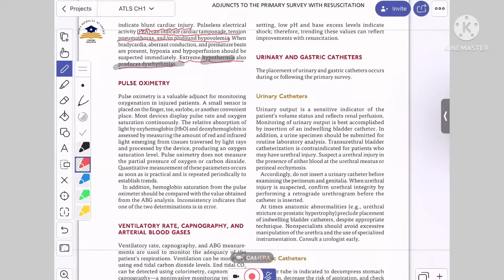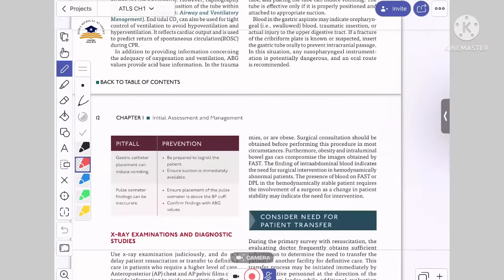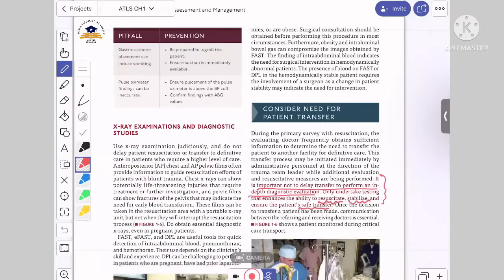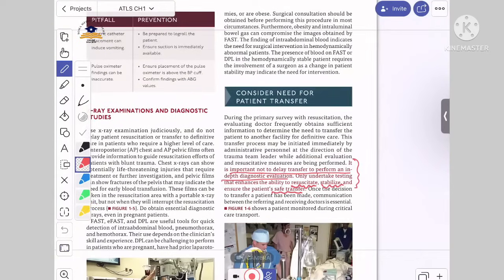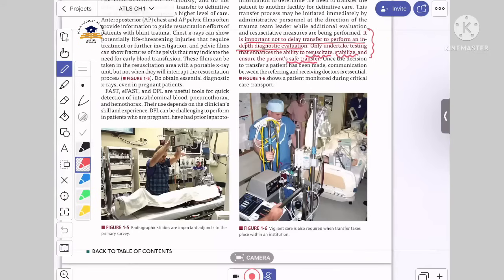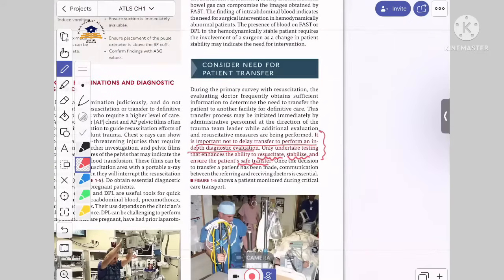Pulse oximetry, what else? So consider the need for a patient transfer.